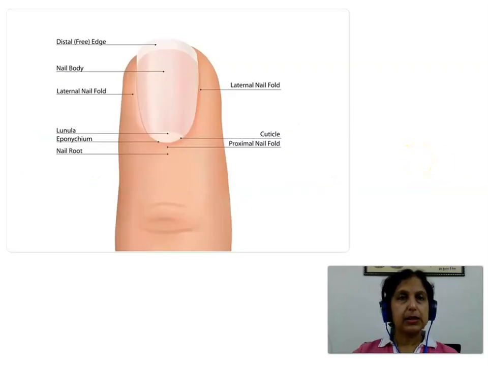This here is a picture showing us the parts of the nail. This is the distal free edge of the nail plate or the body of the nail, and this here is the nail root. We also see the lunule here, a half moon shaped white part of the nail plate. We also see the aponychium, the proximal nail fold, and the lateral nail folds on either side.